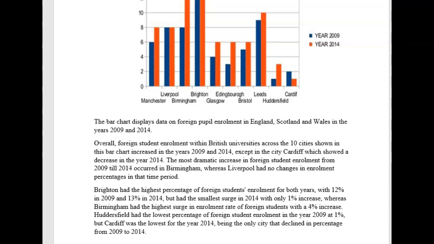The most dramatic increase in foreign student enrollment from 2009 till 2014 occurred in Birmingham, whereas Liverpool had no changes in enrollment percentages in that time period. Okay. Brighton had the highest percentage of foreign student, get rid of the S, get rid of the apostrophe, enrollment for both years with 12% in 2009 and 13% in 2014, but had the smallest surge in, I don't understand that.